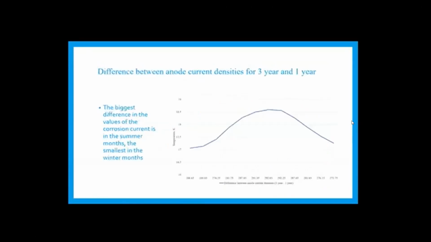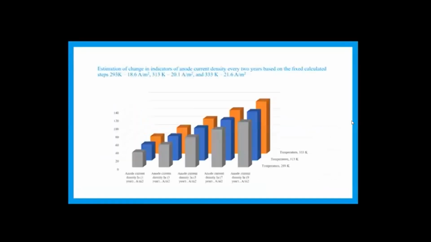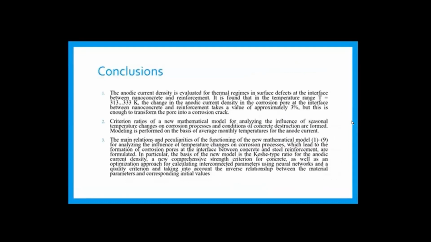Here you can see some difference between these values, and the biggest difference in the values of the corrosion current is in the summer months and the smallest in the winter months. Here you can see some estimations of change in these indicators of anode current density every 2 years based on the fixed calculated steps. These values will increase every 2 years.